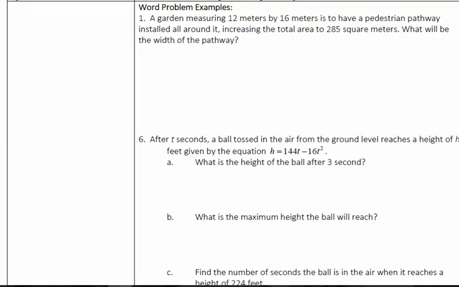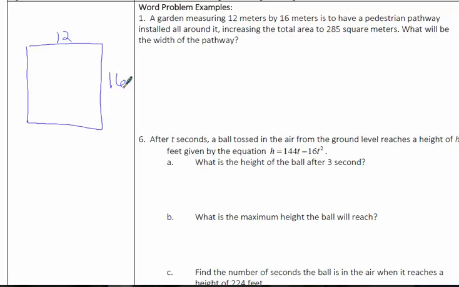So, what we're going to talk about today is applications of the quadratic formula. When I look at that, applications mean word problems. So, it says a garden measuring 12 by 16 meters. So, I can look at that. It is to have a pedestrian pathway. So, they're going to put a sidewalk all the way around it, increasing the total area to 285 square meters.